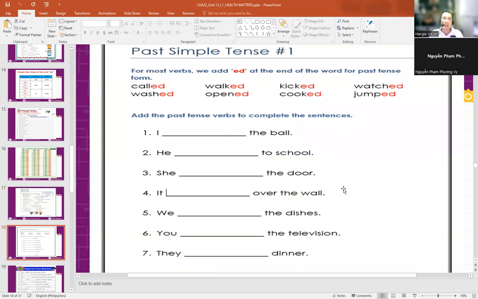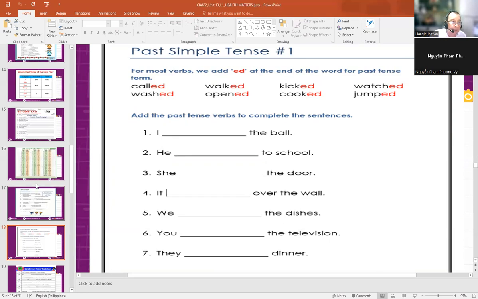Now, in this one, we are going to answer an activity about the past simple tense of the verb. Last time, we studied the past simple tense of the verb by adding only D or ED. So let's try to have an activity of that. For most verbs, we add ed at the end of the word for the past tense form, like called, washed, walked, opened, kicked, cooked, watched, and jumped.